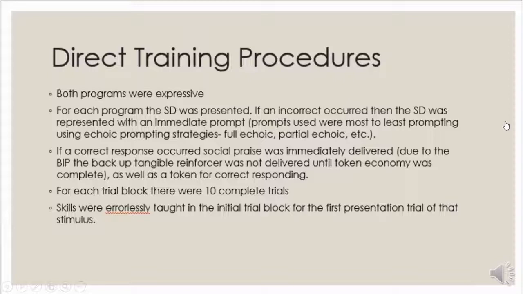This was recorded on a scale from 0 to 10, increasing by intervals of 2. So a 0 was just incorrect, whereas a 2 would have been full echoic prompting. A 4 would have been a little bit less than the full echoic. The 6 would have been a partial echoic, and so on.